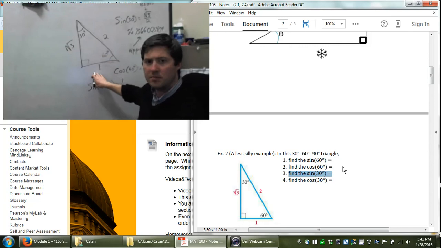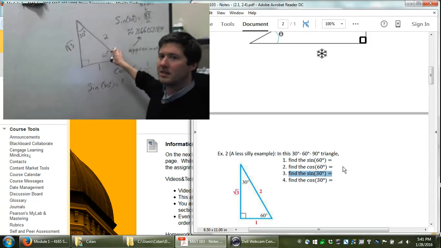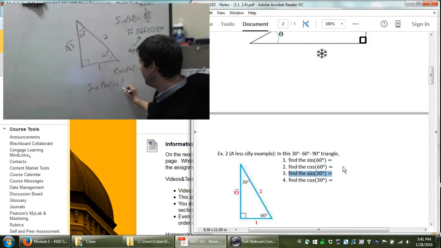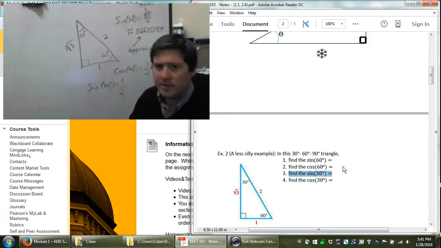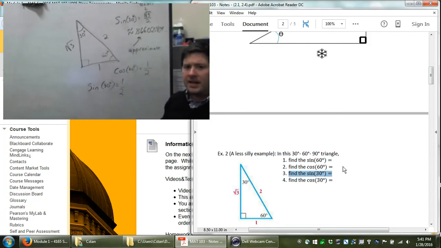Okay, so we could go through and do this for the rest of these. I'll do one more. Cosine of 60 degrees is the adjacent side over the hypotenuse. So the adjacent side is 1. That's the one right next to it. The hypotenuse is still 2. There we go. That's easy.